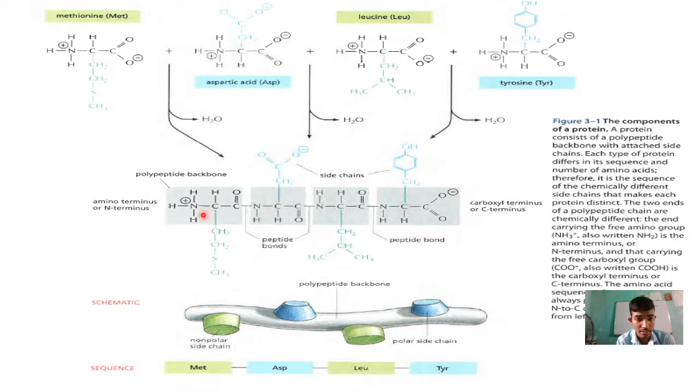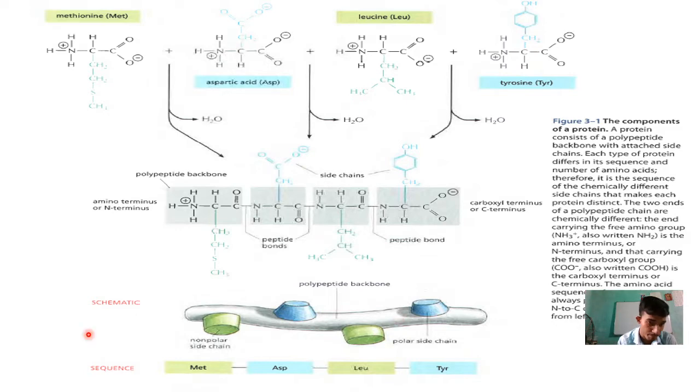In this case, you can see the repeating sequence of the polypeptide chain that makes a polypeptide backbone-like structure. This is a polypeptide backbone, and you can see there are different types of polar and non-polar side chains present on the polypeptide backbone. And this is the schematic diagram of the polypeptide backbone.